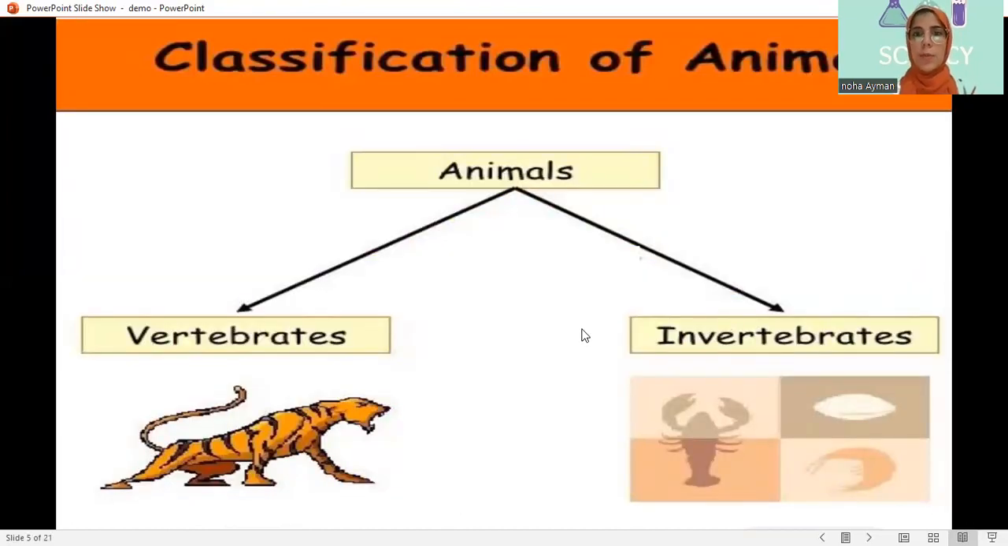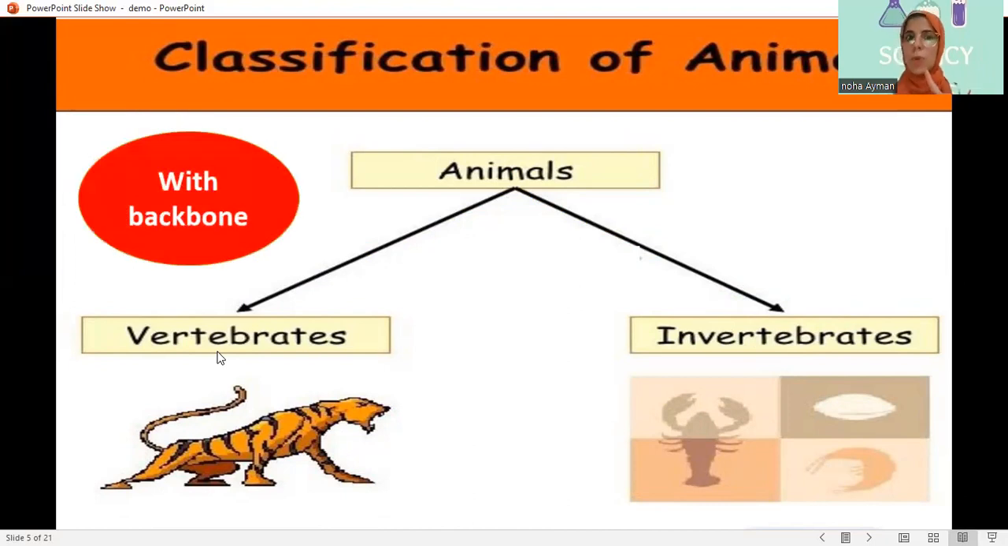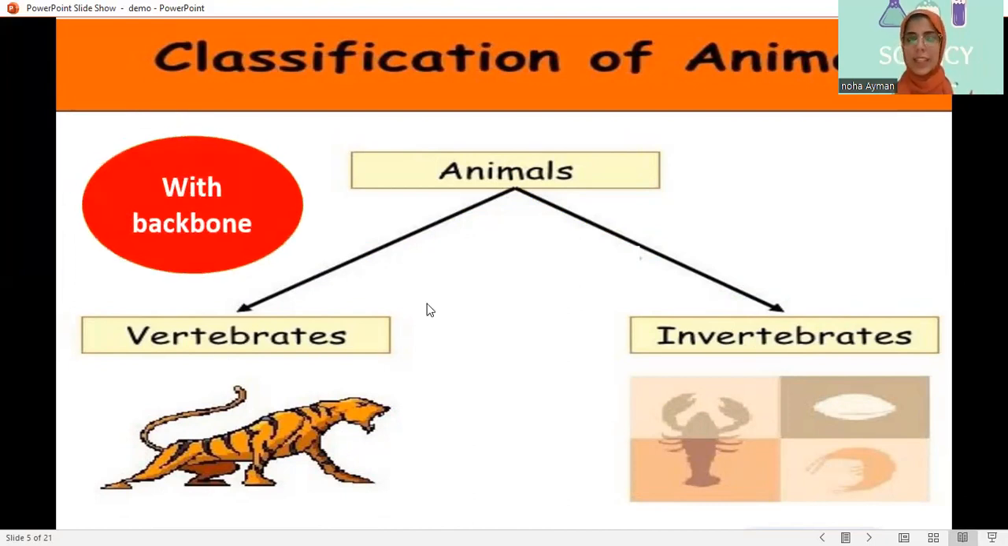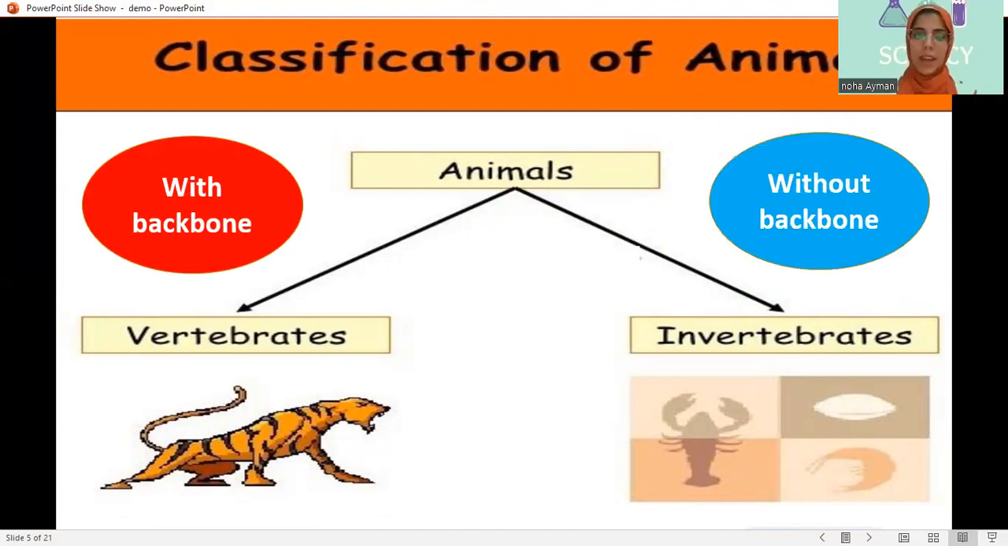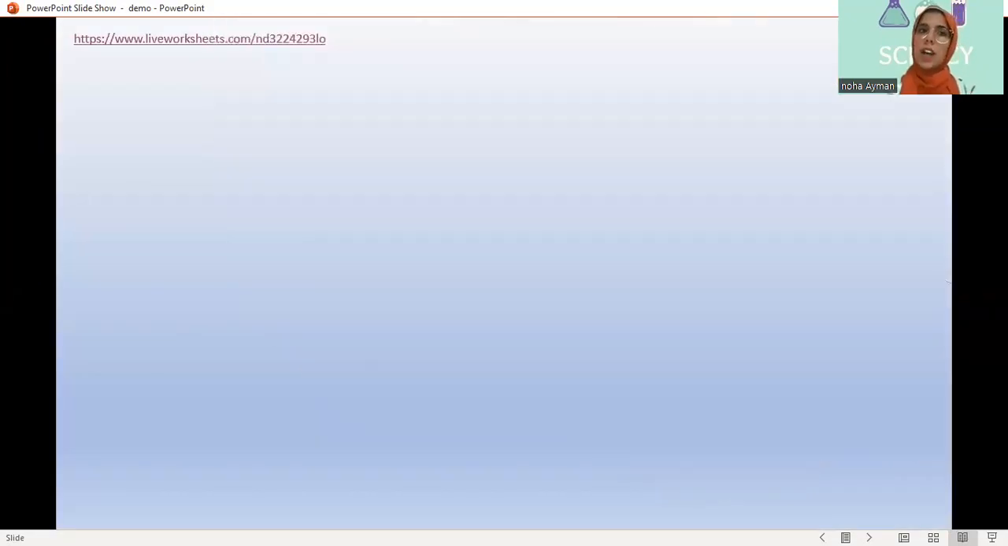So let's begin with the most simple classification of animals. From your previous study, we learned that animals are classified into two main classes, which are vertebrates and invertebrates. And remember that vertebrates are the animals with a backbone. Excellent. And invertebrates will be animals, come on, yes, without a backbone. Very nice work.